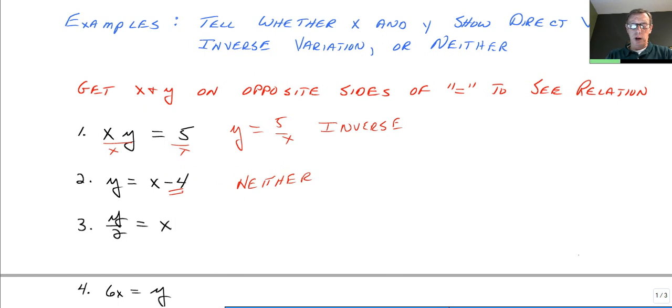Let's look at the next one. And we can see that we have a y and an x. They're already on opposite sides of the equal to sign. They're both numerators, so we can tell right away this is going to be direct variation. And if I wanted to multiply both sides by 2, put it in a little bit more standard form, I'd have y is equal to 2x. Once again, both x and y are numerators on opposite sides of the equal to sign, so this is direct.